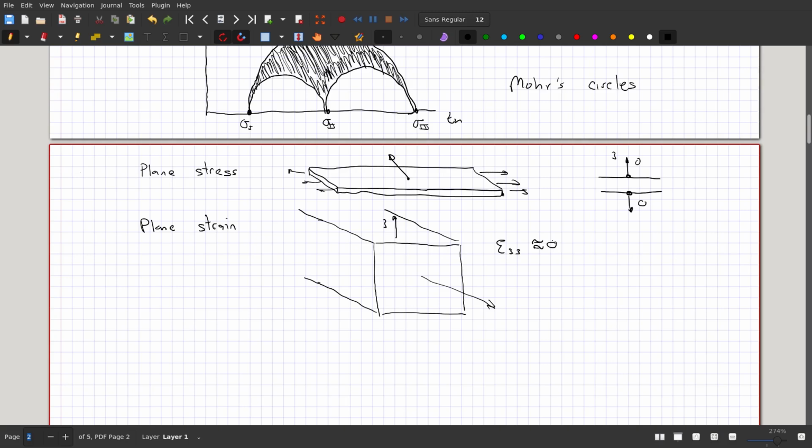And so you can reduce some 3D problems to 2 dimensions under these assumptions, and they have their own sets of Mohr circles. And if it's of real interest to you, I can point you to some references. But any continuum mechanics book would cover it. Not so relevant to us.